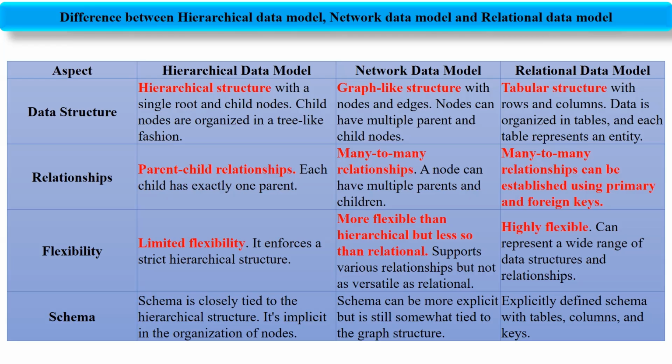Second point is the relationships. Hierarchical data model. Parent-child relationships. Each child has exactly one parent. Network data model. Many-to-many relationships. A node can have multiple parents and children. Relational data model. Many-to-many relationships can be established using primary and foreign keys. Third point is the flexibility. Hierarchical data model, limited flexibility. It enforces a strict hierarchical structure. Network data model. More flexible than hierarchical, but less so than relational. Supports various relationships, but not as versatile as relational.